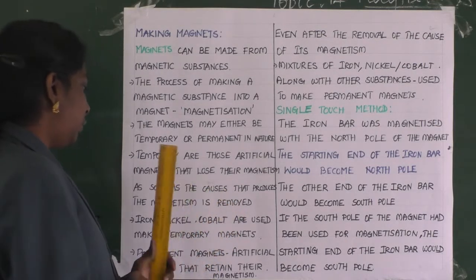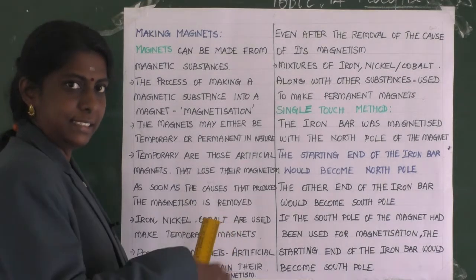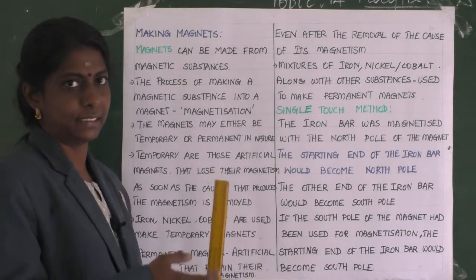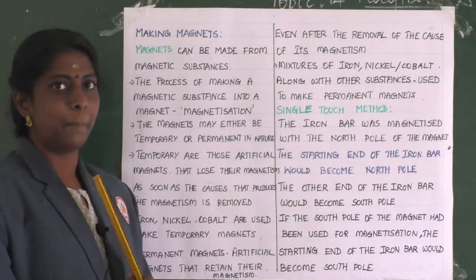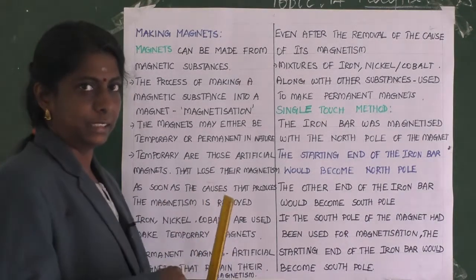Clear? For example, iron, nickel and cobalt are all used to make temporary magnets. They are mainly used in temporary magnets. Clear? The next type of magnet is the permanent magnet.